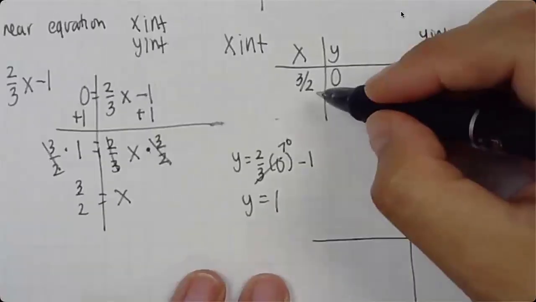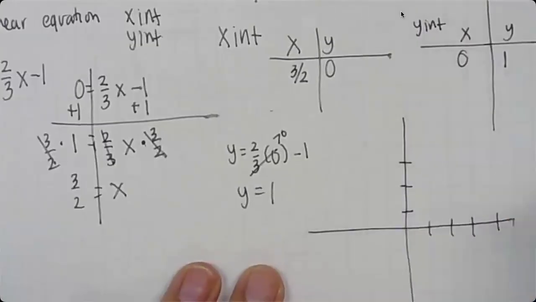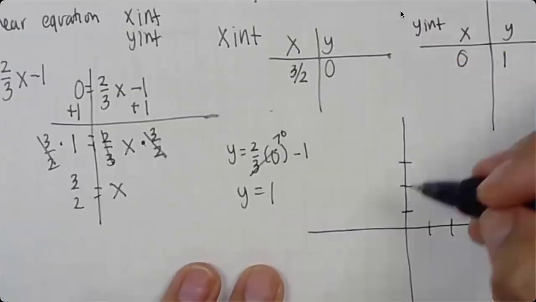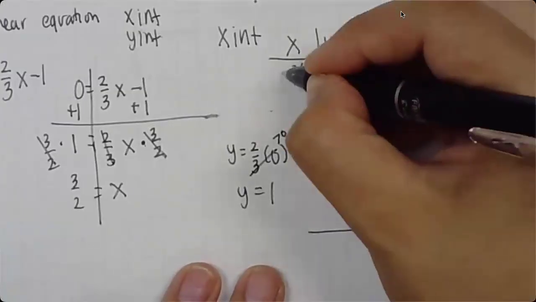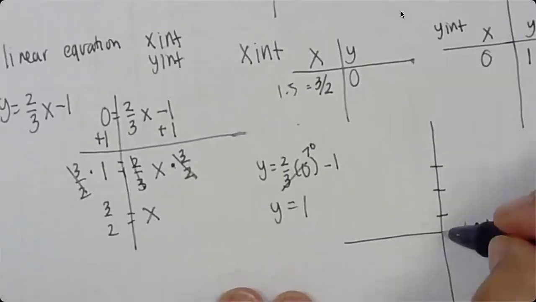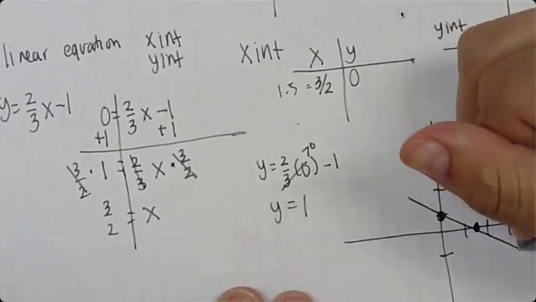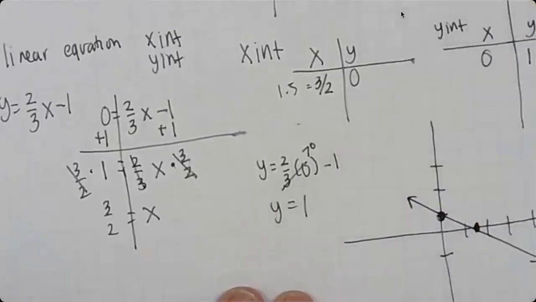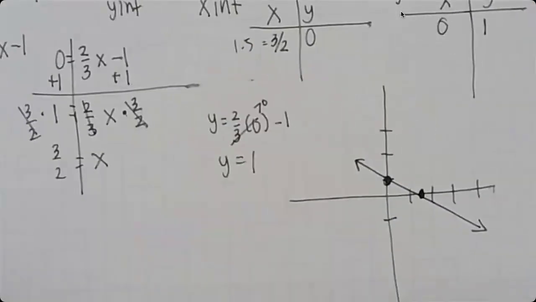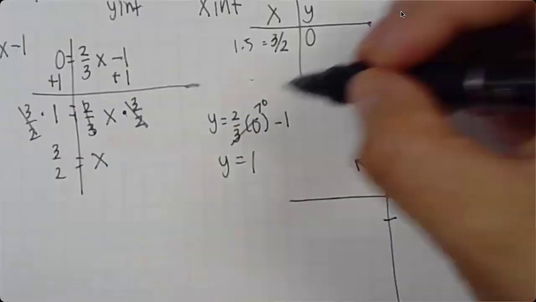So first point I have, I have 3/2. So I go to 3/2, which is 1.5. 1.5, 0, and then at 0, 1. So there's my line. It's going to go like that. Those 2 points, I can then draw the line. You can draw more points if you would like. You don't have to. You can also, once you find your y-intercept, oh, sorry, it's a -1.